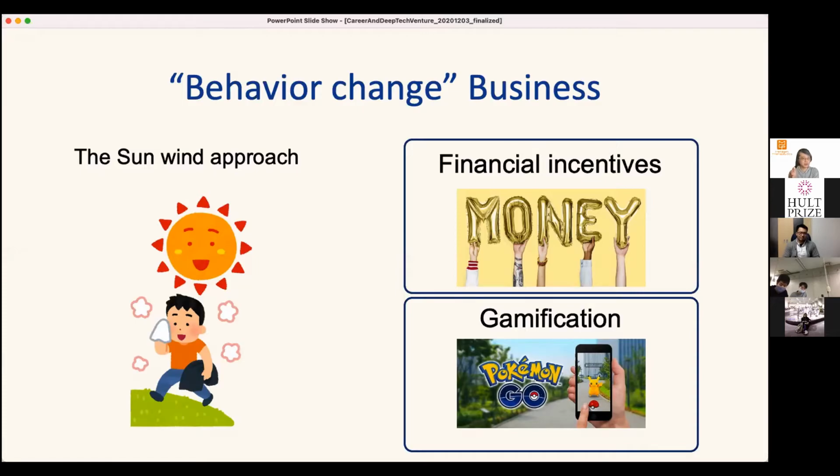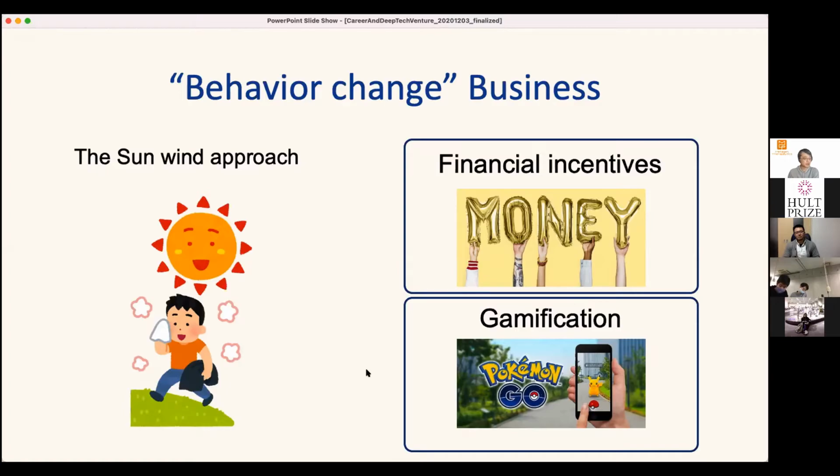This works very well, especially for elderly people. But it costs a lot because you need to give money to your customer. So you need a good business model to finance this money. So this is the financial incentive.